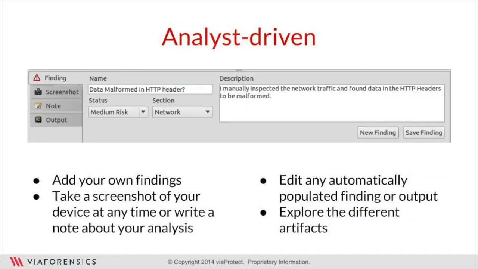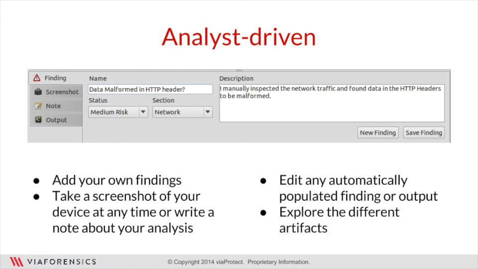What's also really interesting is that at any time you can add your own findings. viaLab is really analyst driven. We want the analyst to be in control and to be able to create their own findings on top of the ones that we populate automatically. So we have this editors panel at the bottom of the interface that allows you to do that. You can create all of your findings, associated risk, and save that in any section of your liking with a small description. You can take a screenshot of your device to back up that finding in the report. You can also write a note.